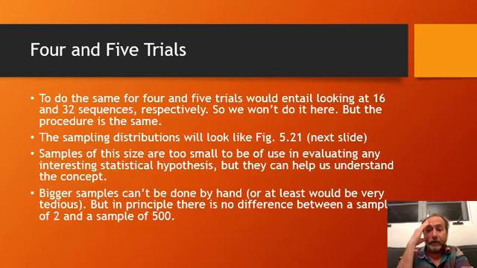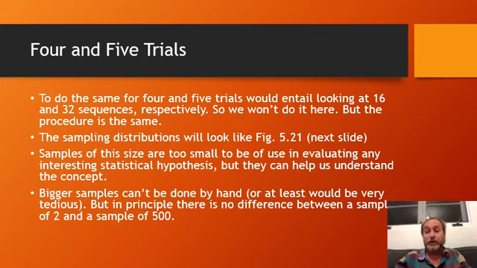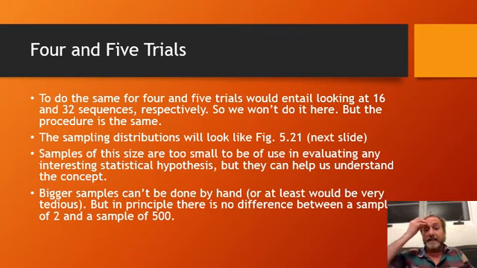And we can keep ramping it up. We're still dealing with very small samples, but we're seeing a trend. What happens as your samples get larger and larger to this probability distribution? So you do 4 or 5 trials, you'd be looking at 16 and 32 different possible sequences. We're not going to run the math here, but you're going to get sampling distributions that look like the next slide, which I'll show you in a moment. Even a sample of 4 or 5 is still too small to do anything useful in forming a statistical hypothesis, but it helps us flesh out this concept.